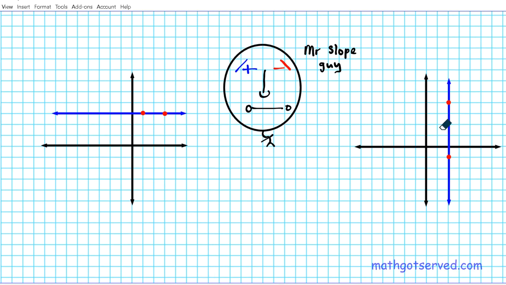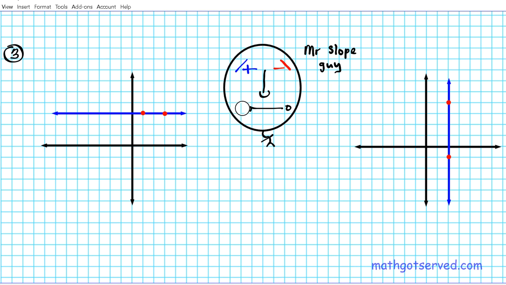All right, now let's take a look at question 3 and 4. We're going to be looking at 2 special cases here. All right, so in question number 3, we want to find the slope of this horizontal line. Now, if you know Mr. Slope Guy, you automatically know what the answer is.